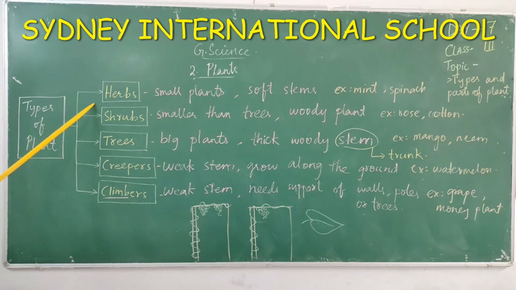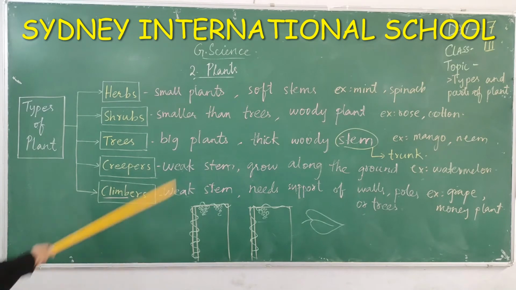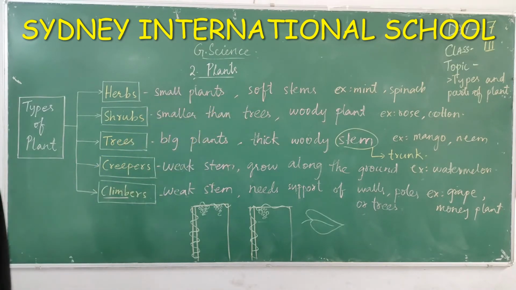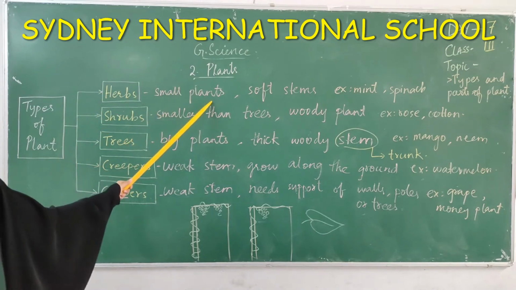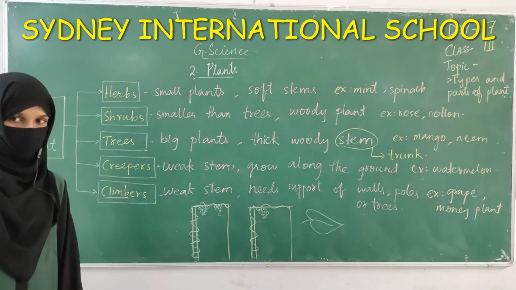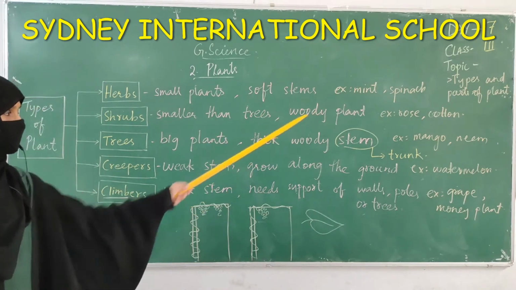First one, herbs. What are the 2 main points that I have given? 2 main points: small plants, soft stems. So if I told you to write the definition of herbs, how will you write? You'll write it with the help of a sentence. How will you frame the sentence? Herbs are small plants with soft stems. Example, mint and spinach.